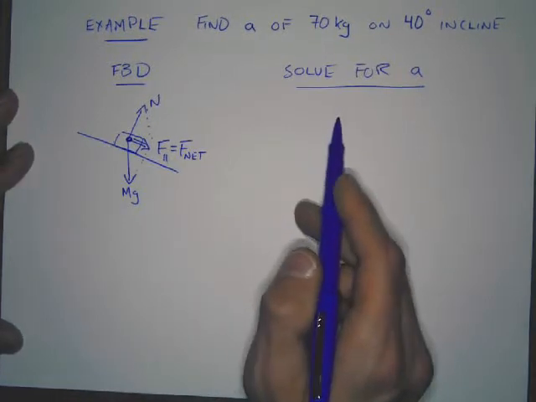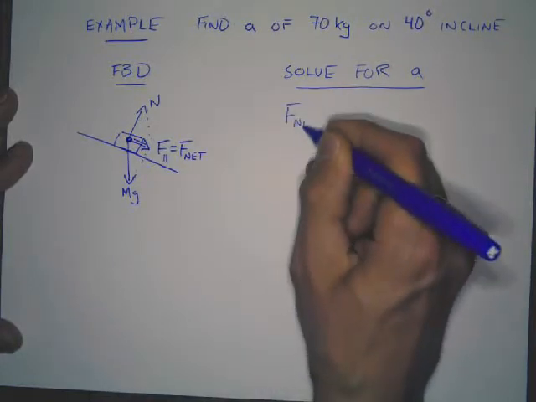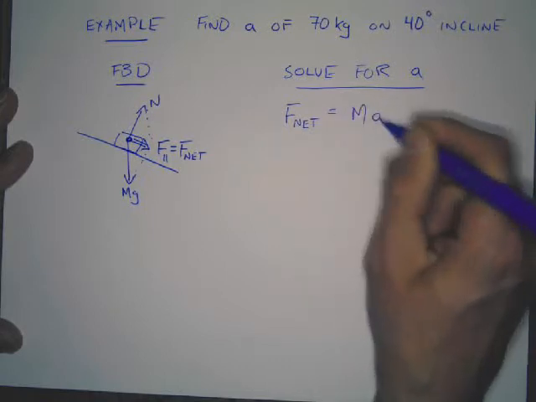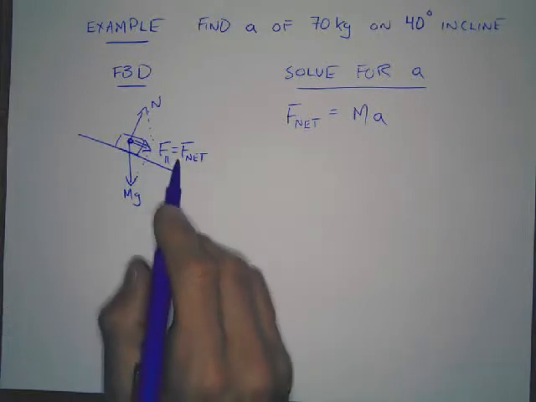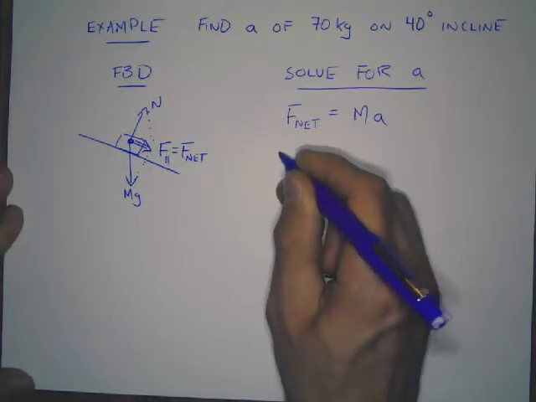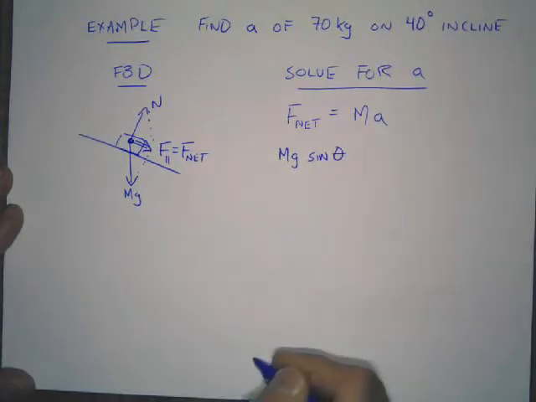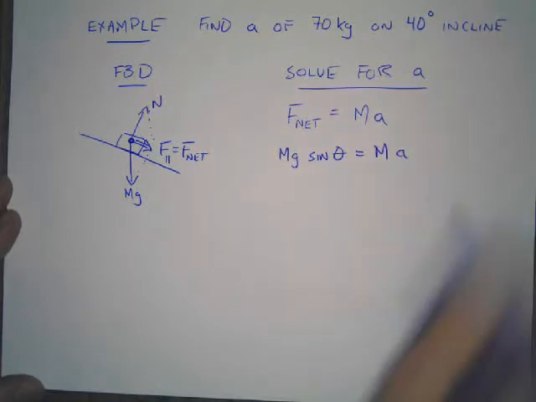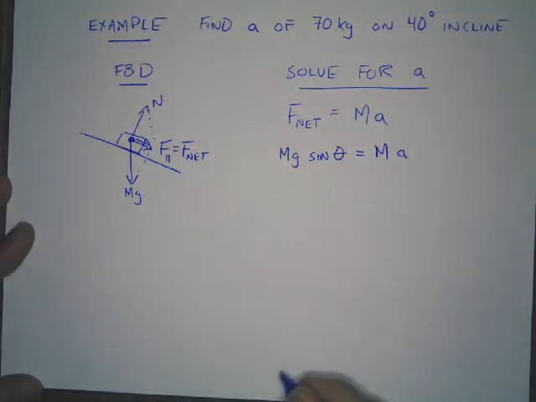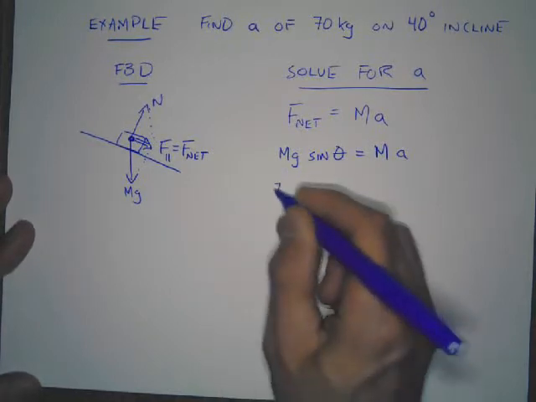How do you find the acceleration? You use Newton's second law. You need to write it: F net equals mass times acceleration. I want you to write that over and over. And then for your F net, you're going to use the parallel force, mg sine theta. And that's it. There's nothing else. And that's equal to m times a. Then you can go ahead and substitute and solve. So the mass is 70 kilograms.